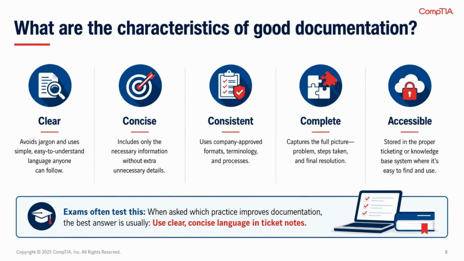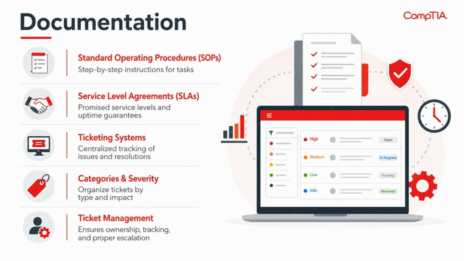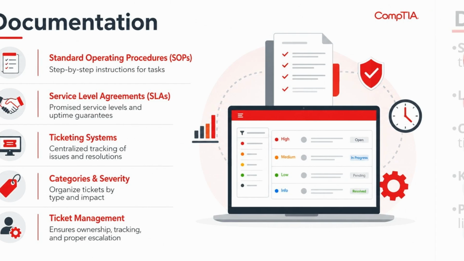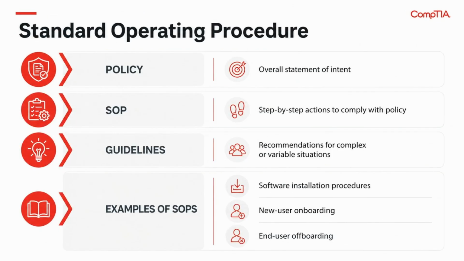Good documentation is clear, concise, consistent, complete, and accessible. Remember for your exam, effective documentation often centers on using clear and concise language within your ticket notes. To recap, core documentation tools include SOPs for tasks, SLAs for service guarantees, ticketing systems for tracking, and organized categorization to help with ticket management. Other essential documentation includes the knowledge base for self-service, lessons learned reports to avoid repeating mistakes, and formal policies like the acceptable use policy. Policies provide the intent, SOPs provide the steps, and guidelines offer recommendations for variable situations.